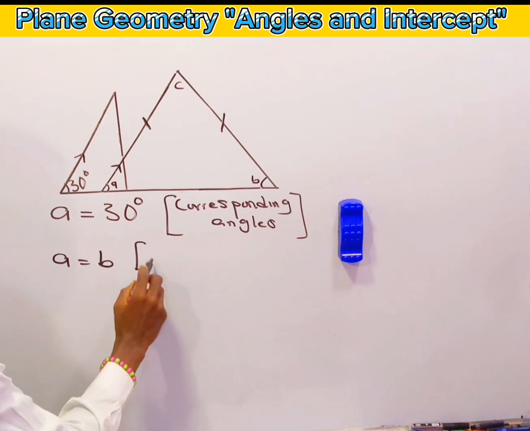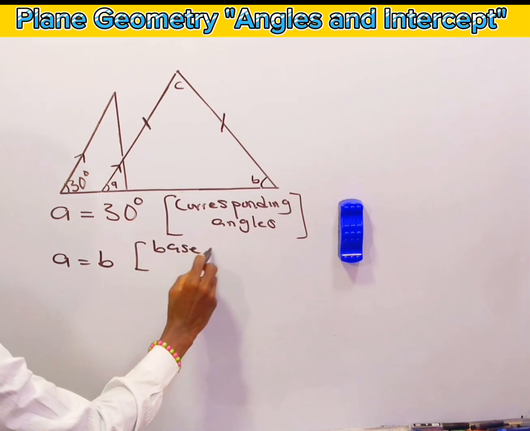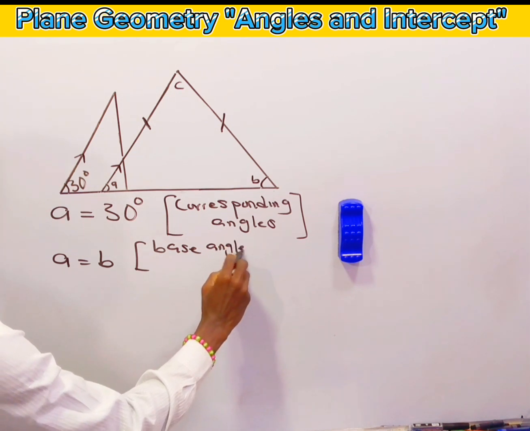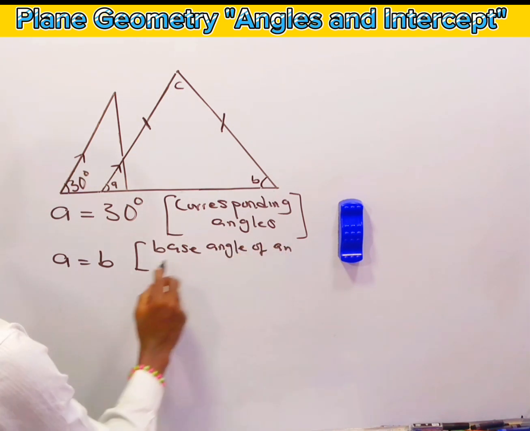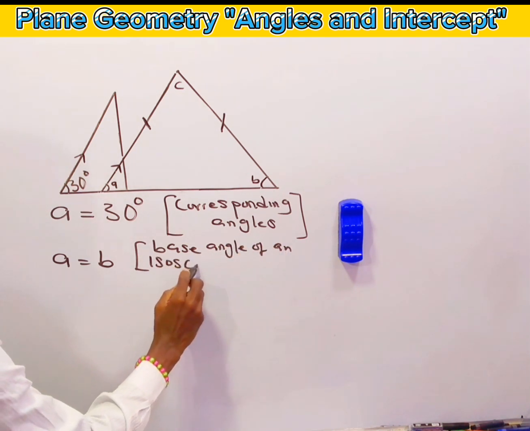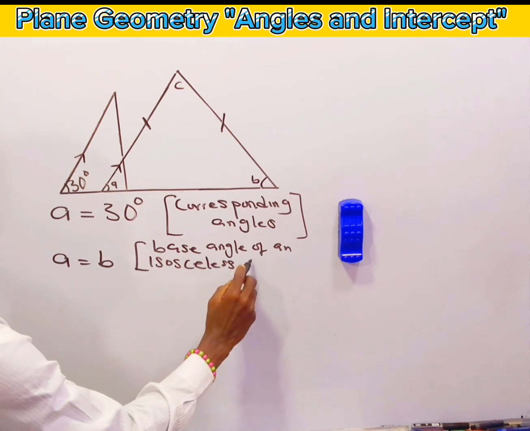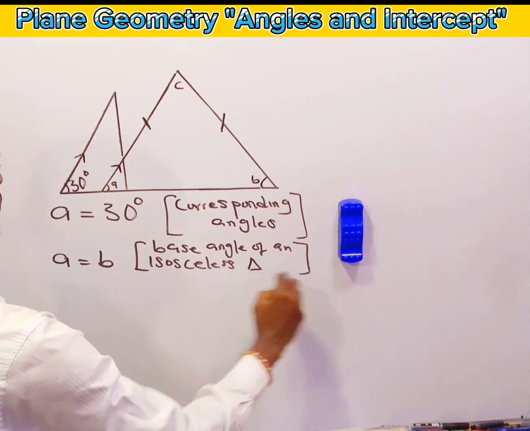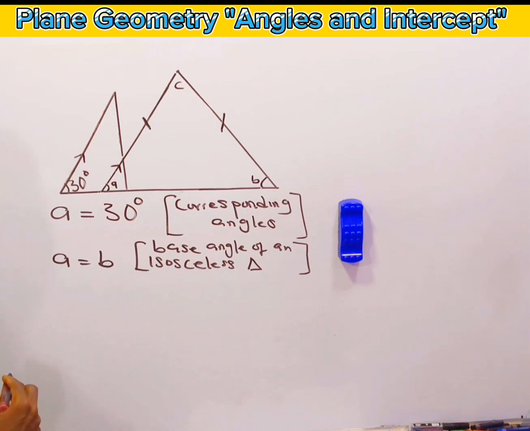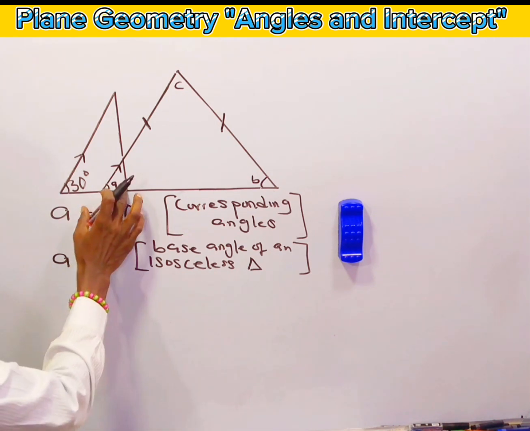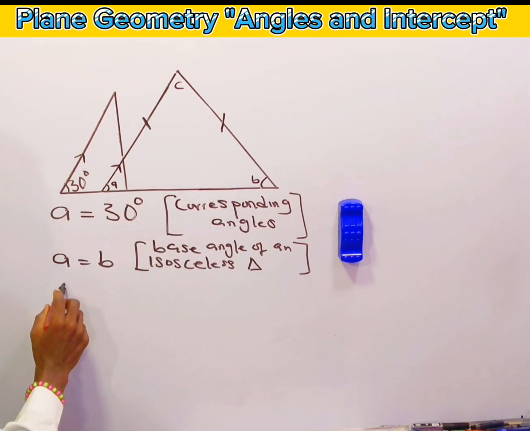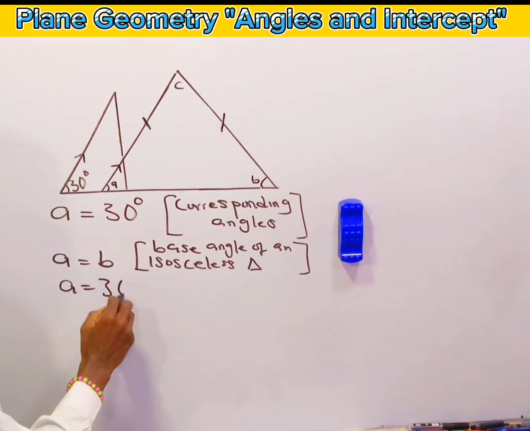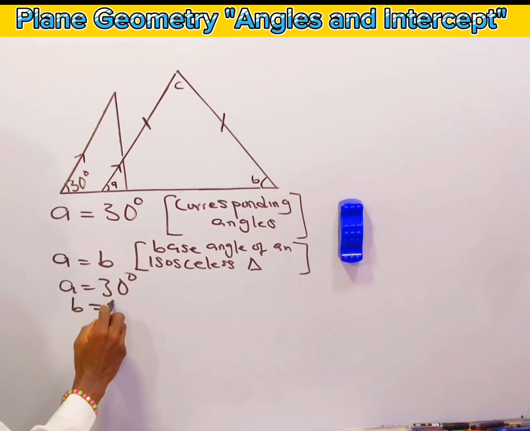And the reason is base angles of an isosceles triangle. The base angles of an isosceles triangle are equal. A is equal to B. And if A is 30 degrees, B is also equal to 30 degrees.